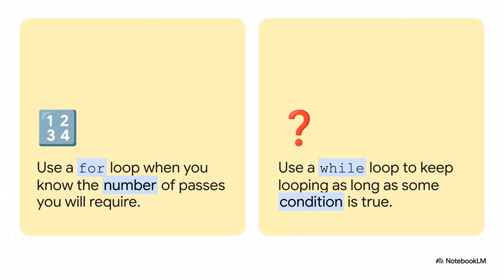Look, here's the bottom line. It's all about picking the right tool for the job. You grab a for loop when you're dealing with a definite number of things, like going through every single item in a list. You use a while loop when you have no idea how long you'll be looping, and you just need to keep going until some condition becomes true.